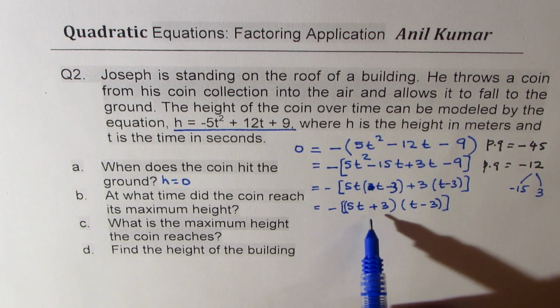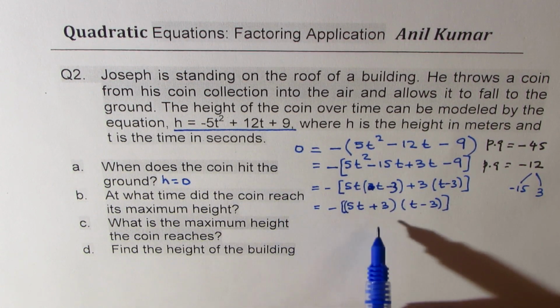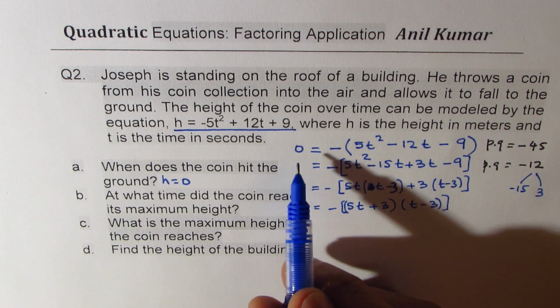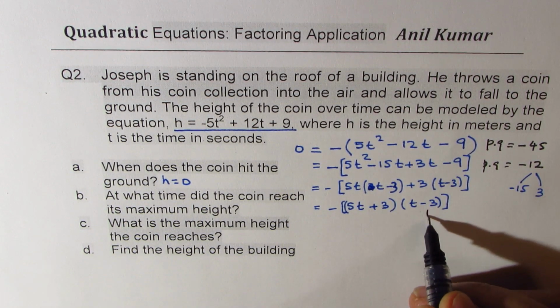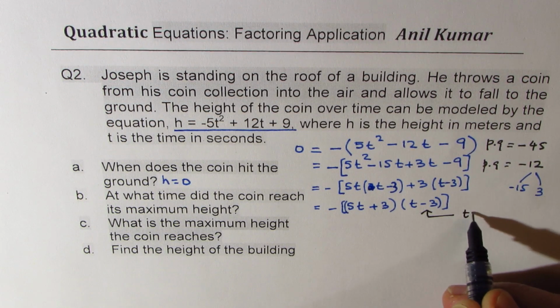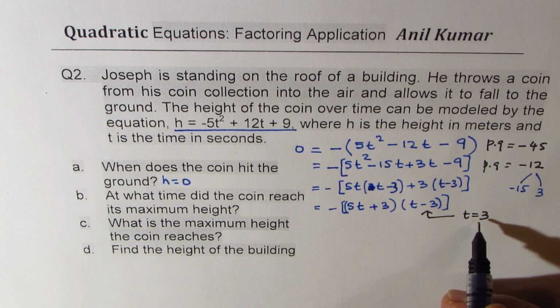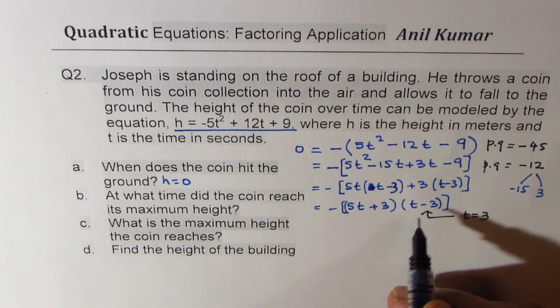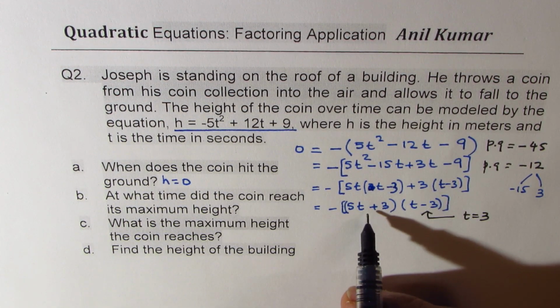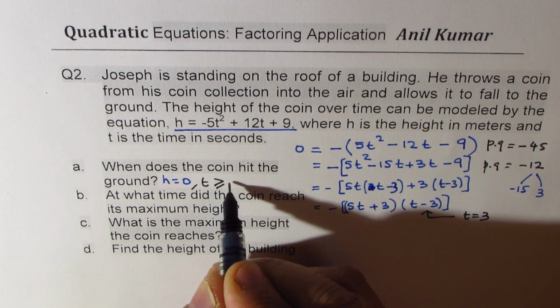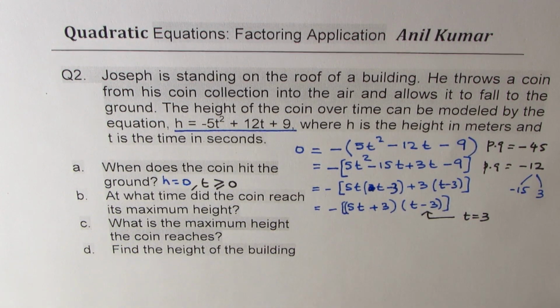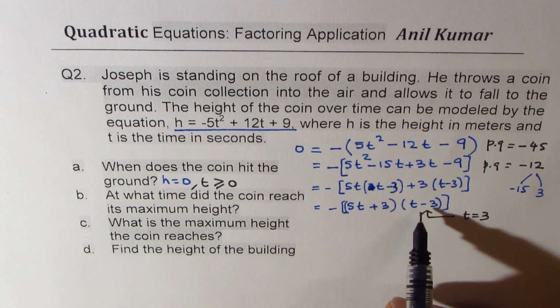Now that gives you 2 values for t so that height is 0, right? So one of those valid values is when t equals 3. So only at t equals 3 we get height of 0. t cannot be negative, right? So we know t has to be greater than or equal to 0. It cannot be negative. So at t equals 3, this factor is 0. You see that part, right? So that is your solution.